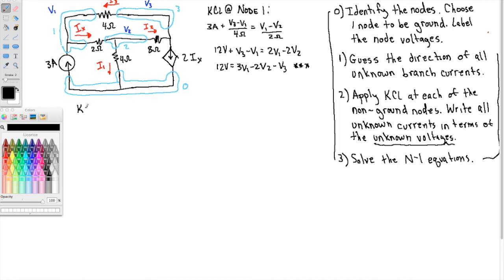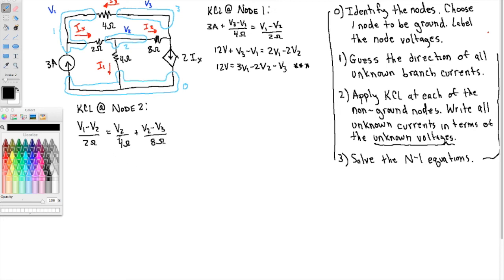KCL at node 2. Okay, here's node 2 in the middle there. I've got, based on my guesses, simply IX entering, and IX is V1 minus V2 over 2 ohms. Leaving is V2 minus 0 over 4 ohms, that's I1, and I2, which is V2 minus V3 over 8 ohms.